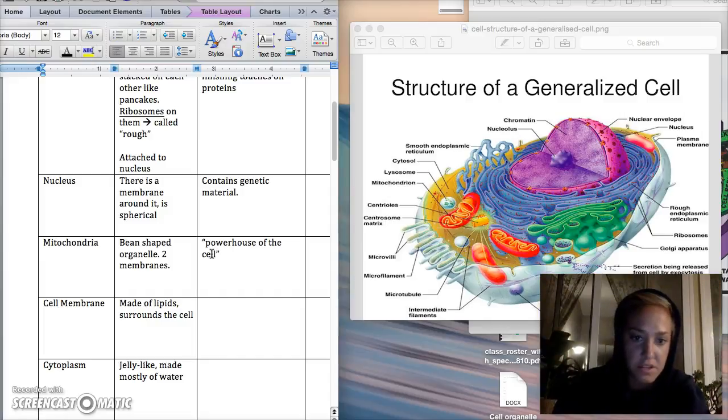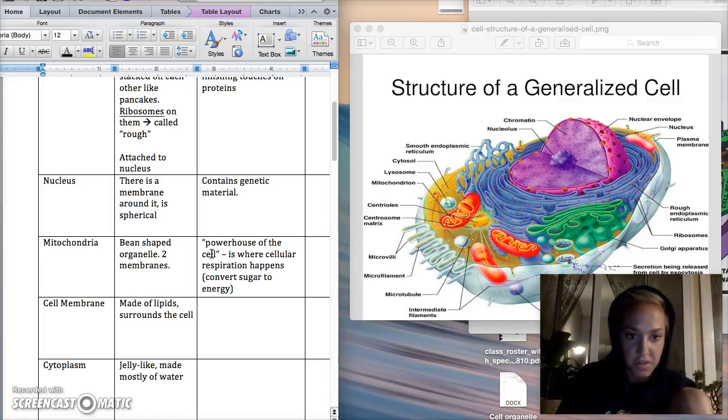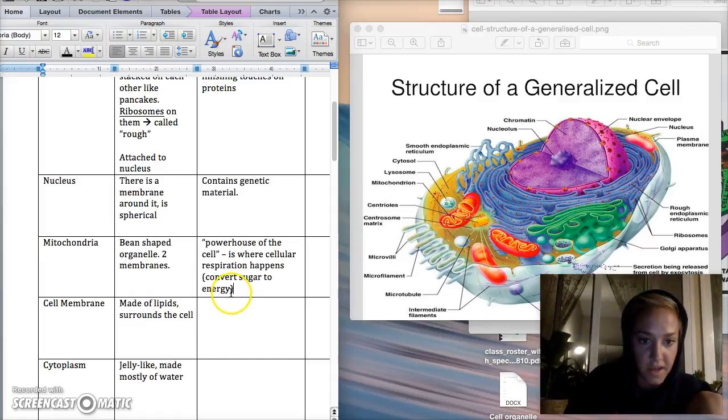Okay, so powerhouse of the cell. And we don't just say that for fun, right? The powerhouse of the cell specifically means that the mitochondria is where cellular respiration happens. Okay, which just means convert sugar to energy. So a chemical reaction happens in the mitochondria where we convert sugar to energy. So that's why we call it powerhouse, because of this whole energy idea.